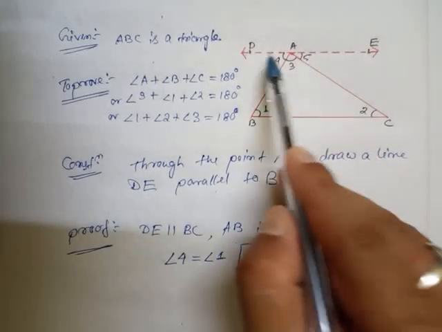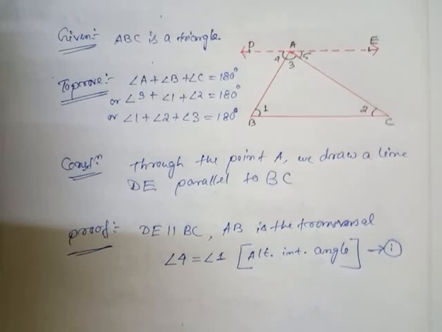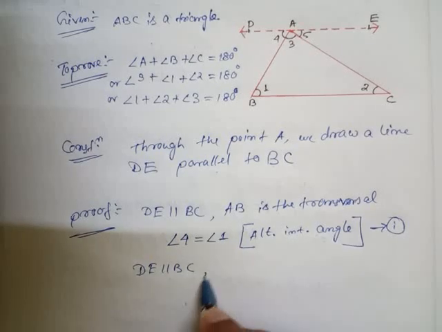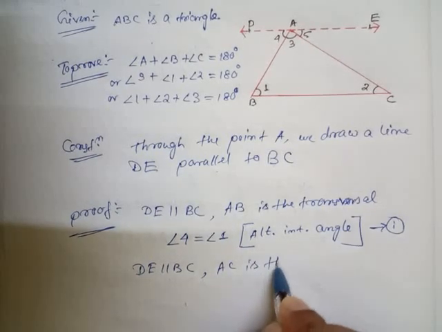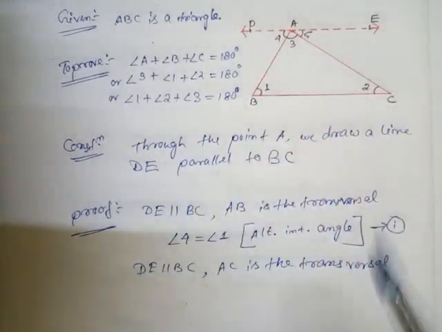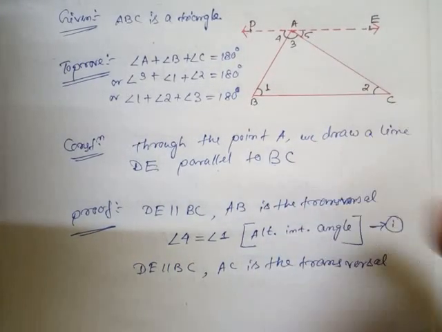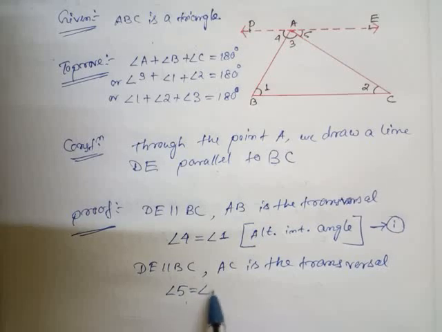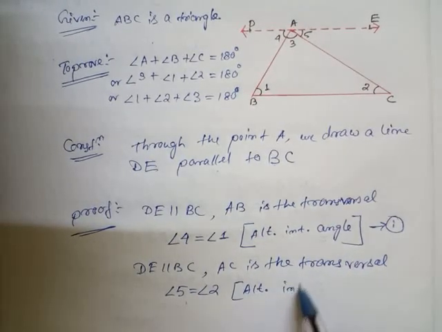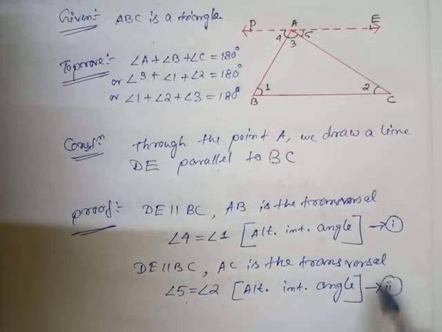Now similarly students, DE parallel to BC and AC is the transversal in the second case. So we will write DE parallel to BC and AC is the transversal. Here, students, angle 5 equal to angle 2, and these are alternate interior angles, and this is our equation number 2.